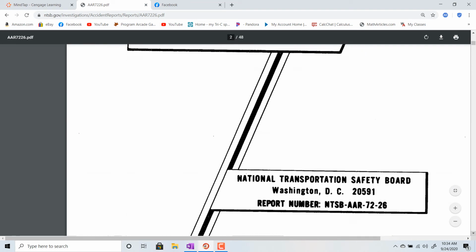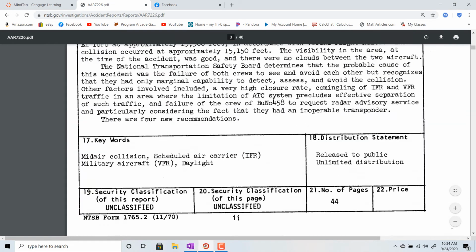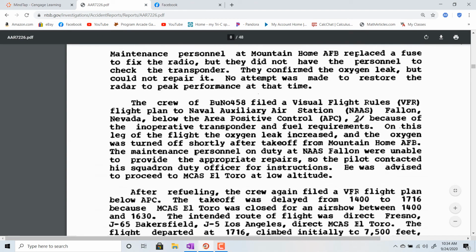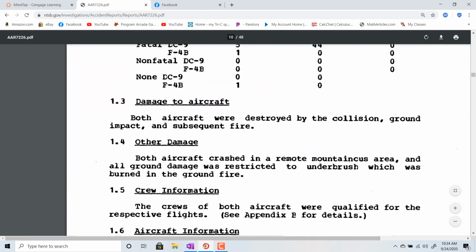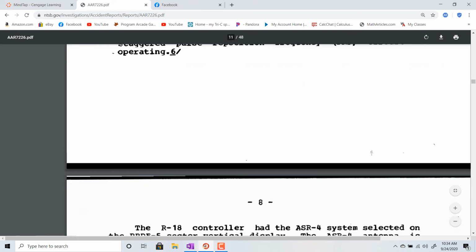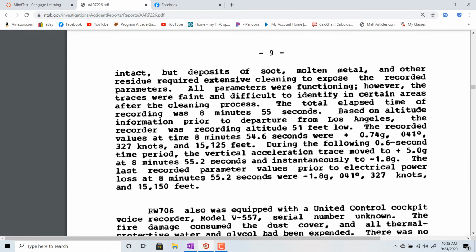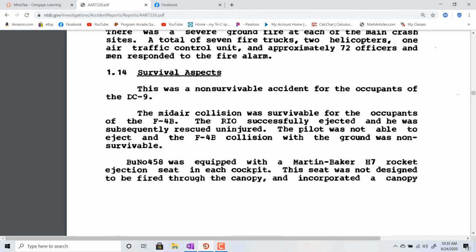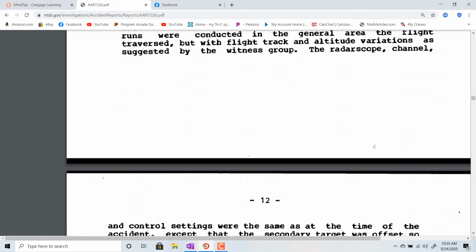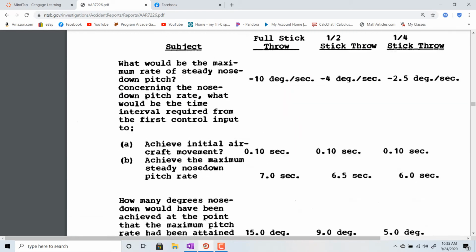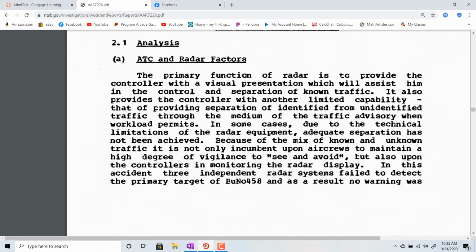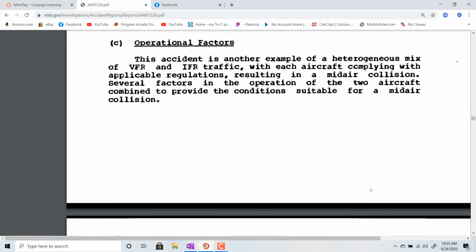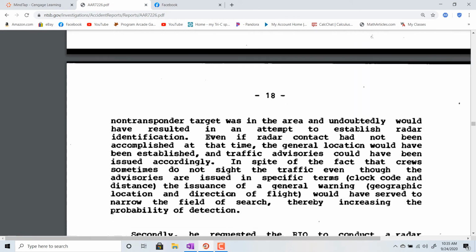Let me zoom down to the more important bits. What happened is an F4 collided with a DC-9, and both planes crashed. I think everybody on board the DC-9 was killed, and of the F4, one of the pilots survived.